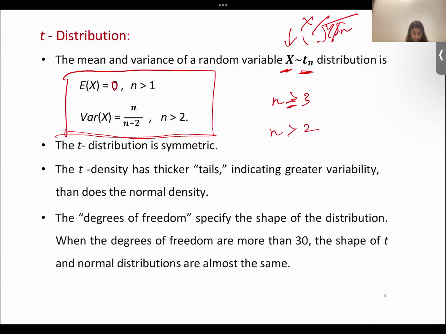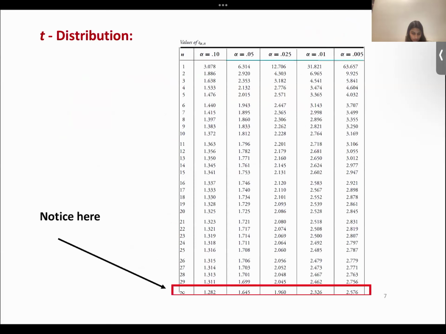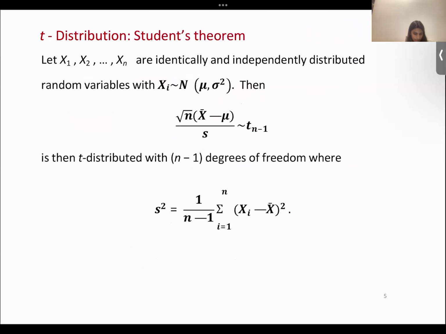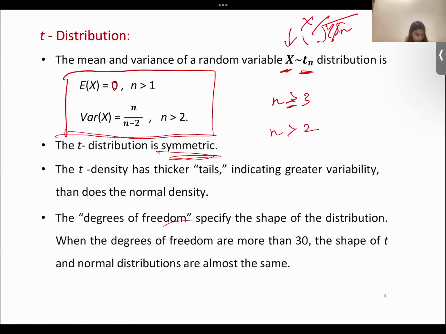The t distribution is symmetric. Unlike a chi-square distribution, which was not symmetric, the t distribution is symmetric. The t density has thicker tails, indicating greater variability than normal distribution. Even here, the n degrees of freedom determines the shape of your curve. What does it mean that the t density has thicker tails?